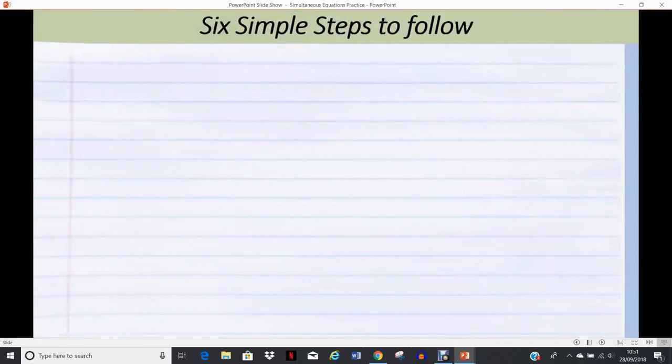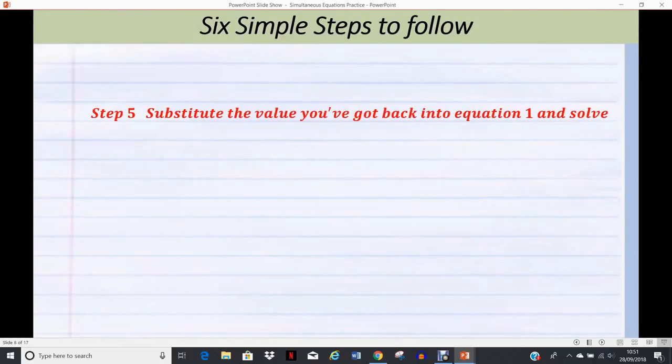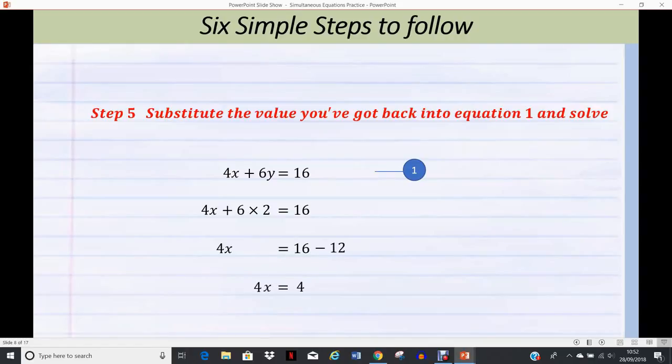Step 5 is to substitute the values that we've just got into equation 1 and solve. So going back to equation 1 and plugging in our value of y equals 2, we find that 4x plus 6 times 2 equals 16, or 4x plus 12 equals 16, and taking the 12 over the equal sign, we end up with 4x equals 4, or x equals 1.